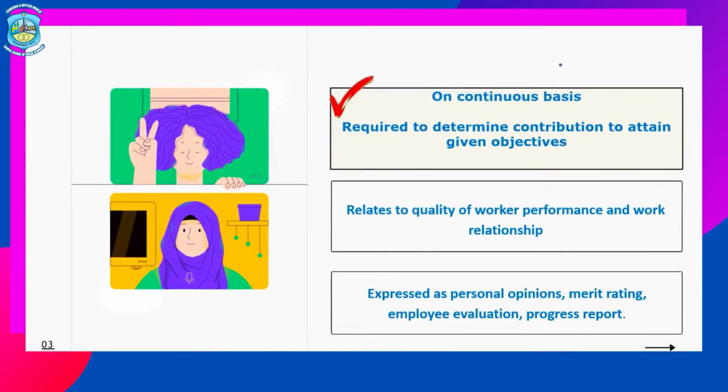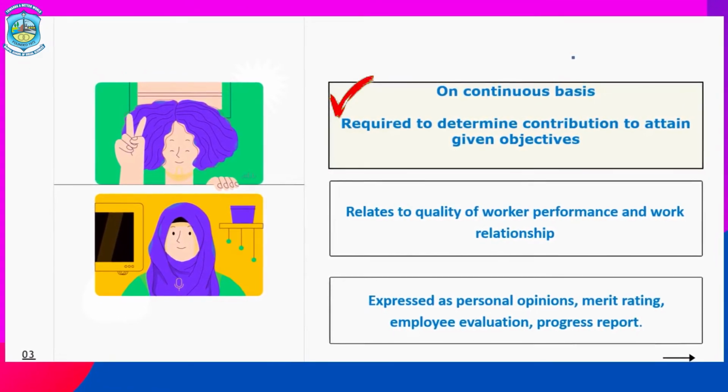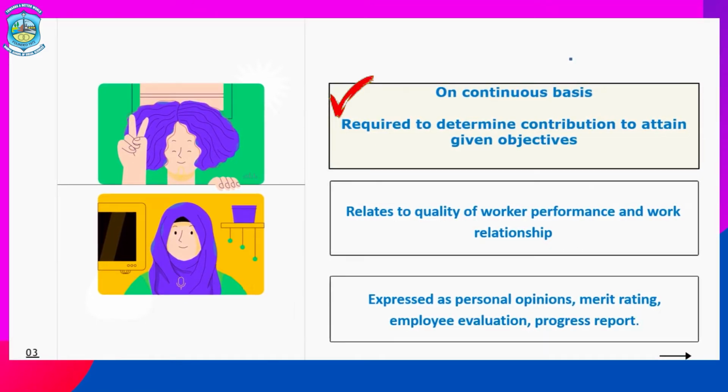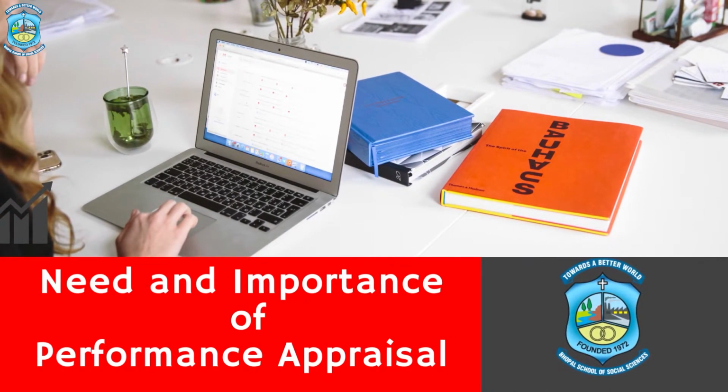Performance appraisal is done on a continuous basis in the organization. It is required to determine the contribution which is actually made by the employees to attain the given objectives. Performance appraisal also relates to the quality of work performance and work relationships. It is expressed as personal opinions, merit ratings, employee evaluations, and also in the form of progress reports by the performance appraisers. Now let's discuss the need and importance of doing performance appraisal in an organization.